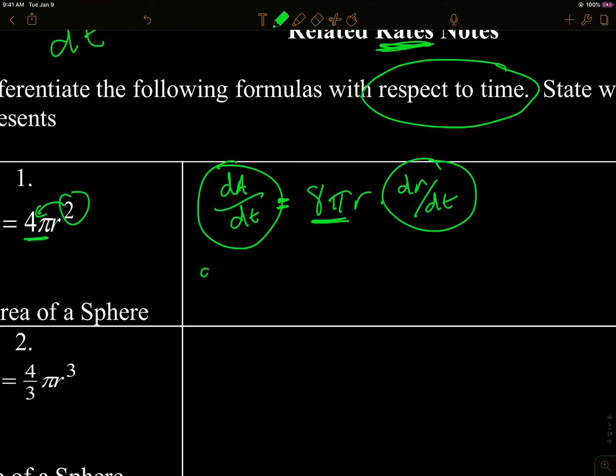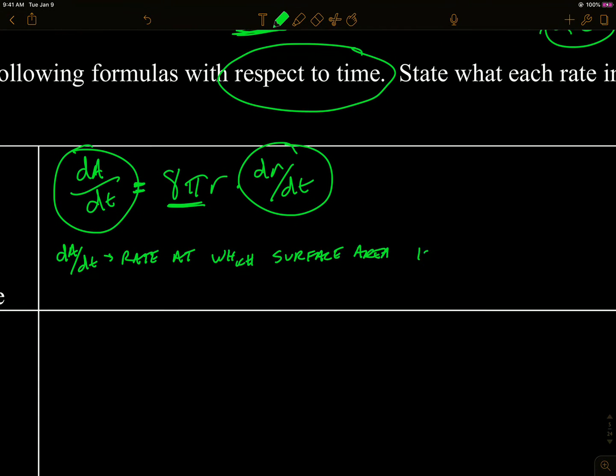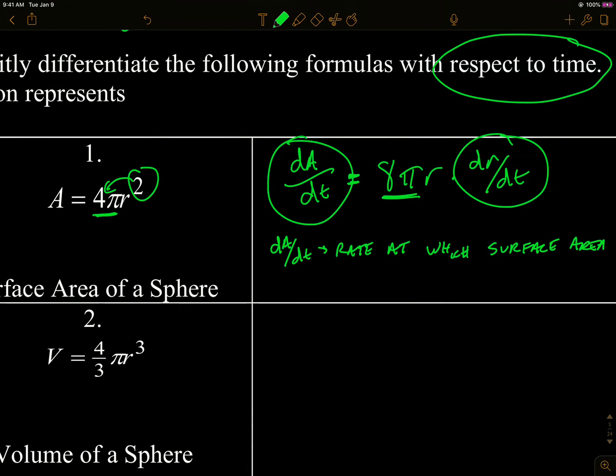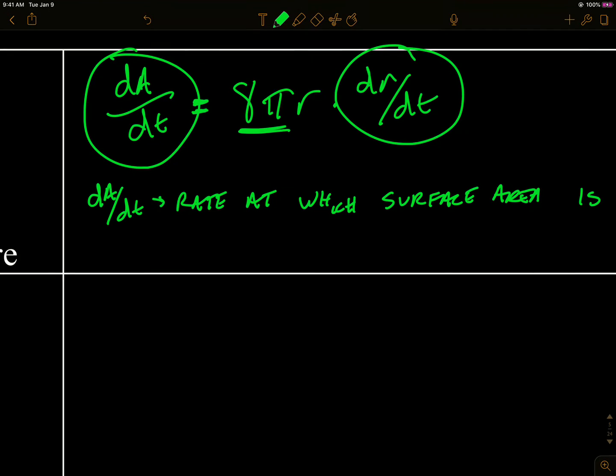So let's talk about what they mean. dA over dt, that means the rate at which surface area is changing. Okay, because that, well, let's just talk about what they mean. We'll get into that later. Got a lot to do here. So then dr dt, what does that stand for? That is the rate of change. I'll say it the same way. The rate at which the radius is changing.